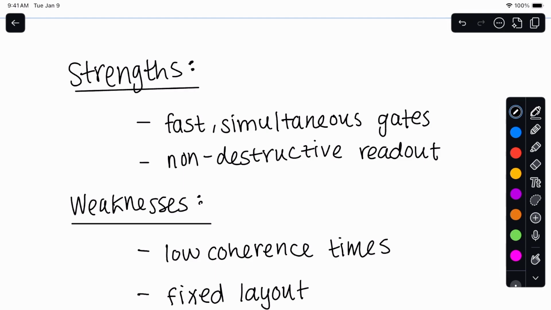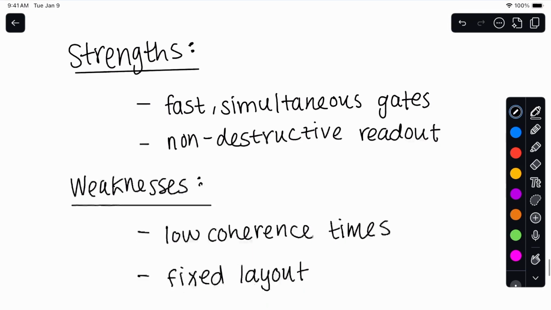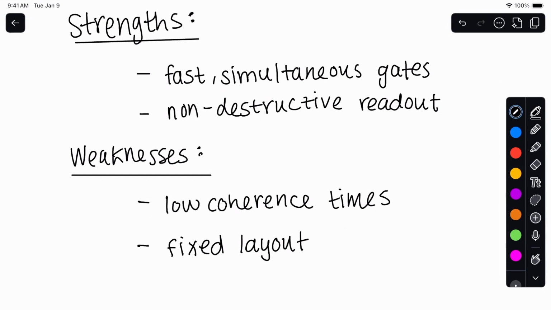So you can measure the state of your qubit and then it will remain in that state and you could continue to use it. One weakness is low coherence times, because superconducting qubits are pretty strongly coupled to their environment relative to a neutral atom. So that means that they decay and lose their quantum information a lot faster. And then also we're constrained to a fixed layout. So the circuit is laid out as it's laid out, and you can't change the connectivity.